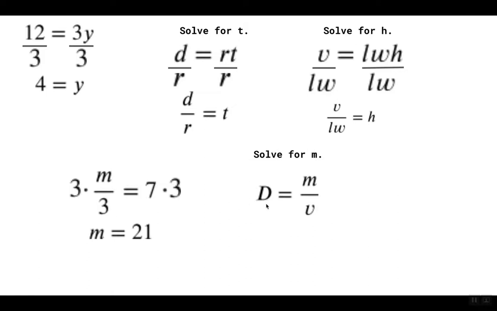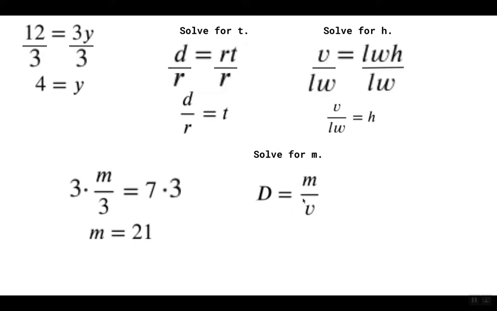Here's one that looks a little similar. This is one you'll actually use in science if you haven't already. D equals M over V. This is density, mass, and volume, I think. And so we're solving for M, and it says that D equals M divided by V.